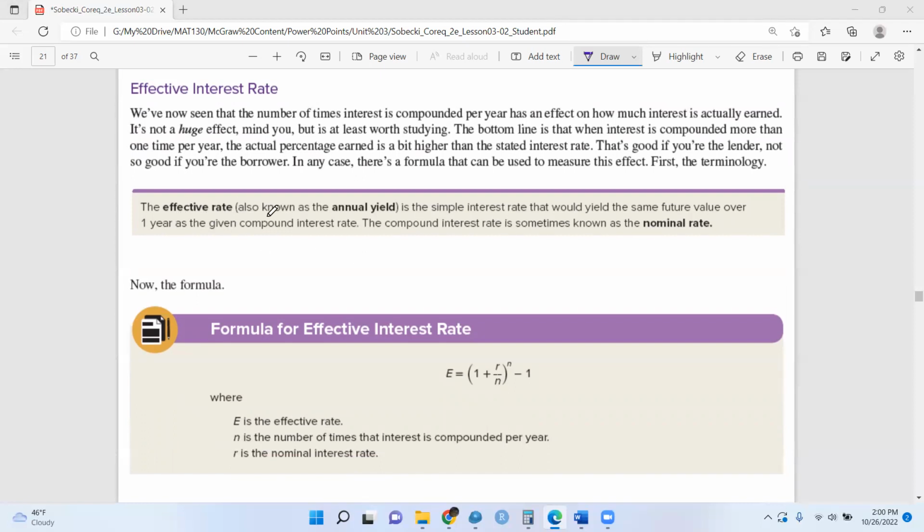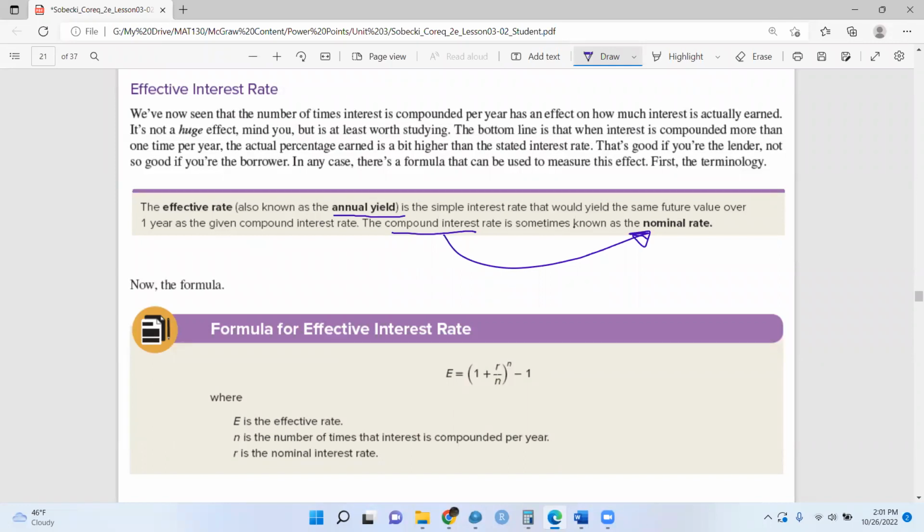And so the effective rate, which is also known as the annual yield, is the simple interest rate that would yield the same future value over 1 year as a particular compound interest rate. Note that we often call the compound interest rate the nominal rate, right? So that's just a new word. So what this is saying is it's going to convert a compound interest to a simple interest rate for a 1-year term. But remember that after 1 year, a simple interest and a compounded annually interest rate are the same thing.